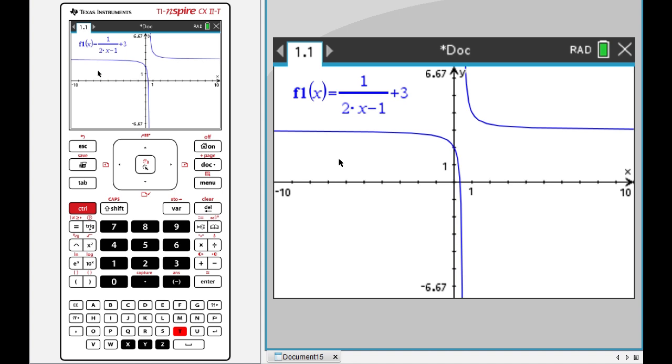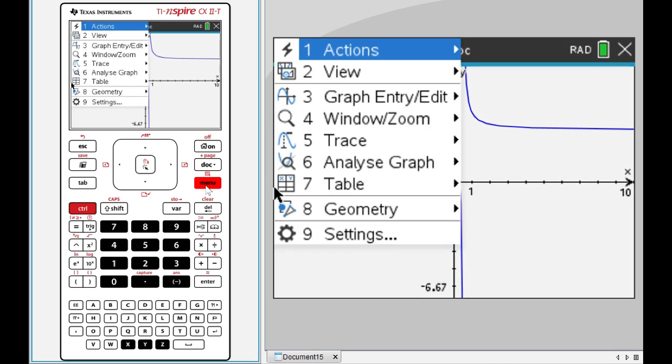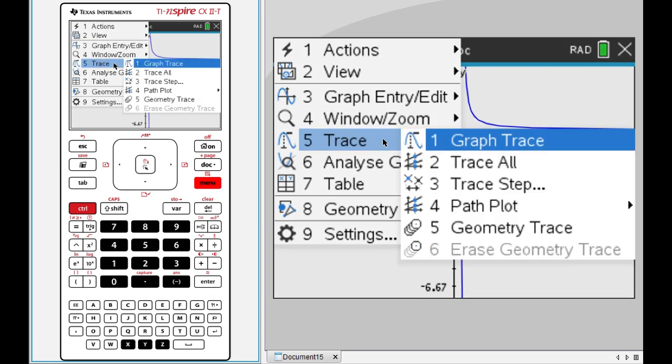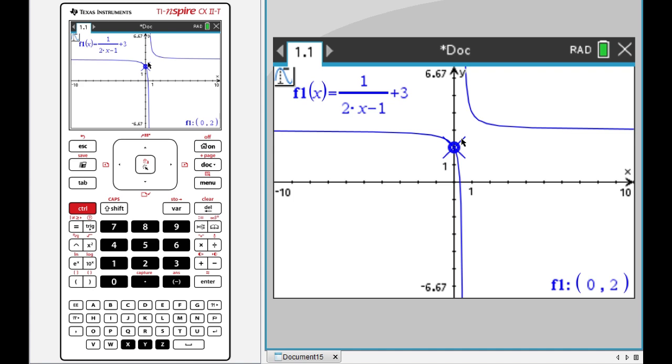So I want to look up if there is a y value at x equal to 1/2. For this, I'm going to use the trace function. If I go to Menu and Trace and Graph Trace, this will allow me to find the y value or the coordinates at any x value. All I need to do is type in my x value. So I'm looking for 1/2 or 0.5. I hit Enter, and it gives me my coordinates down here. And look, we can see it's undefined.